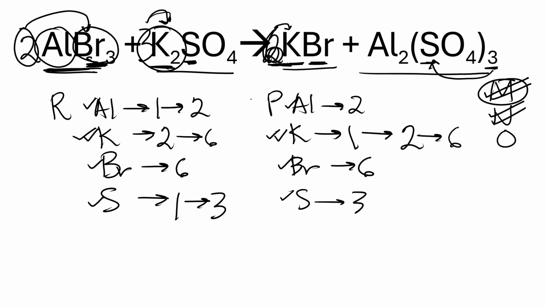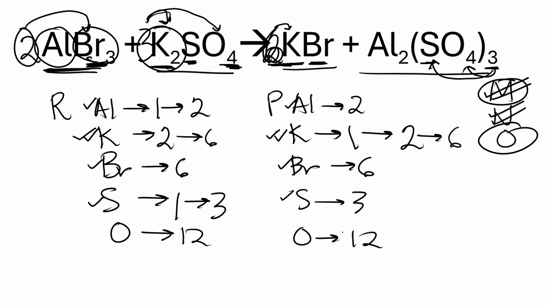So balancing chemical equations becomes an easier problem to solve. Now we go to our last set of elements to balance. We have oxygen. We don't have any hydrogen. So 3 times 4 for oxygen, because the subscript of oxygen is 4, that would be 12. And 3 times 4, that would also be 12 for the products.